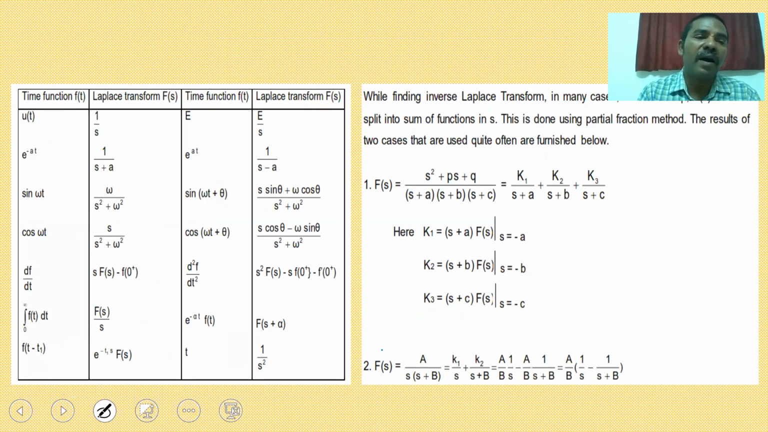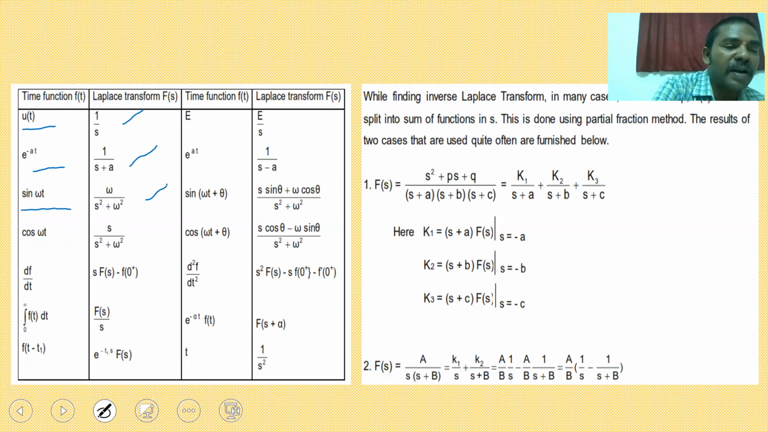Now, a comparison of time domain and Laplace. u of t, the unit step, can be represented as 1 by s. e power minus at can be represented as 1 by s plus a. sin omega t can be represented as omega divided by s square plus omega square. cos omega t can be represented as s divided by s square plus omega square. df by dt can be represented as s into F of s minus f of 0 plus.